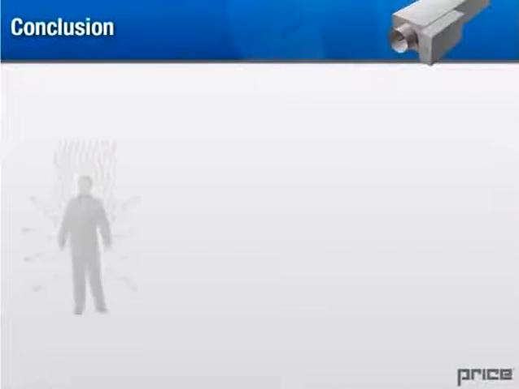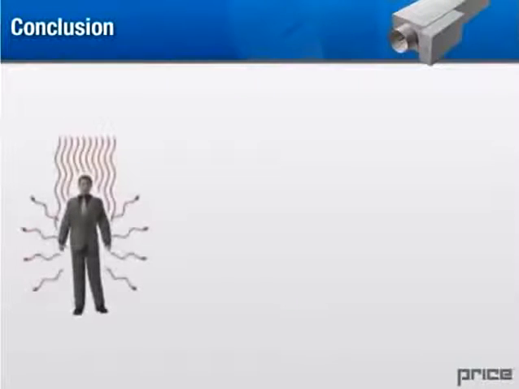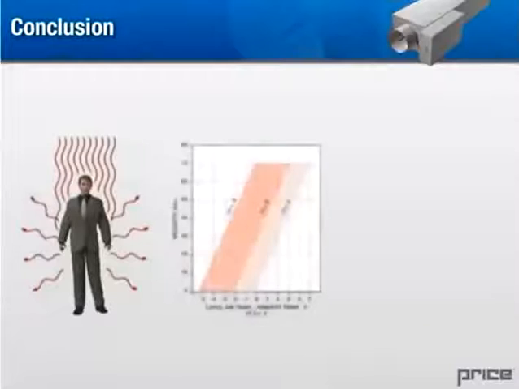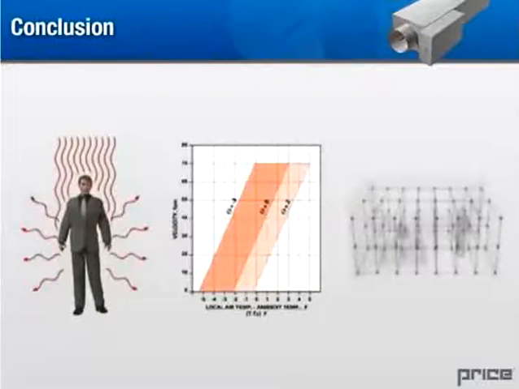Conclusion. We hope that you've enjoyed this look at comfort criteria. You should now have a better understanding of human and thermal comfort, which refers to a balanced heat transfer between people and their surroundings. This heat transfer can be affected by temperature, velocity, and humidity.